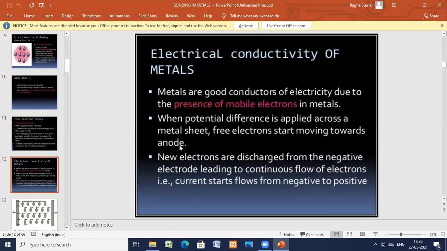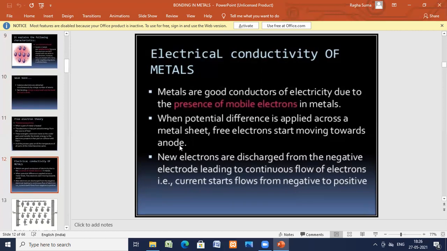So when a potential difference is applied across the metal sheet, free electrons start moving towards the anode, and new electrons are discharged from the negative electrode, leading to the continuous flow of electrons. So current starts flowing from negative to positive. See, in an electrochemical cell, I've told you, no? You can take that as an example for electrical conductivity.